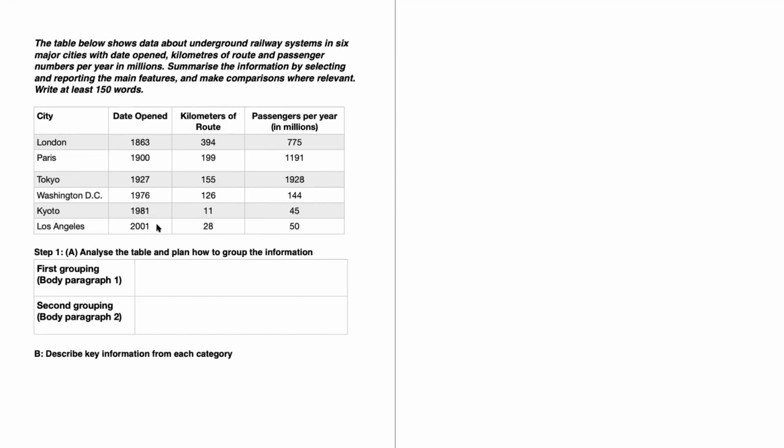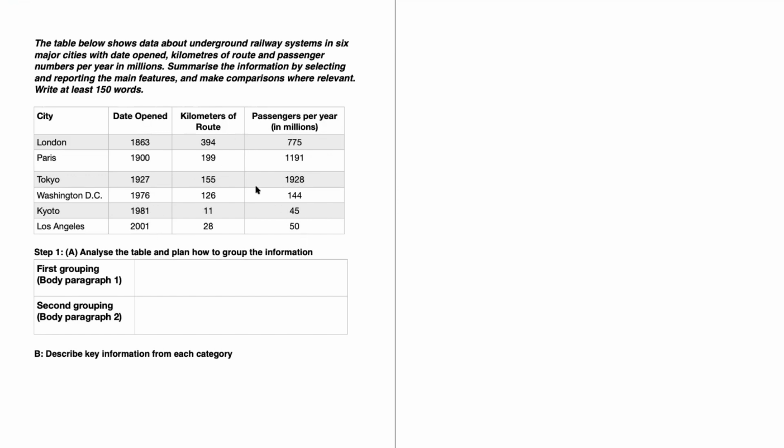However, I would look at the date opened, because this will give you 2 groups. It'll be quite simple in terms of the date. So the older and the newer underground railway systems. If you were to do it in a different way, the groupings wouldn't really make sense. So if you're looking here, for example, at the passengers per year, the difference between 50 million and 775 million, these are too vast, and it doesn't really make sense to group information on numbers that are just so outrageous. That's why using the date is the best option here.